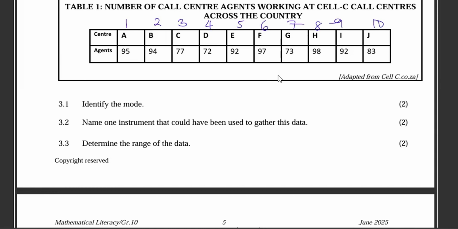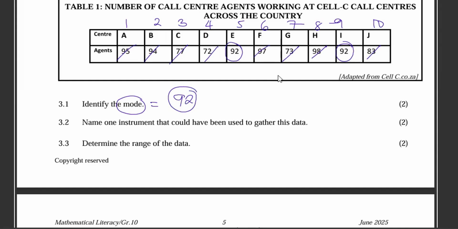Perfect. Anyway, identify the mode. When you hear the word mode, what does it simply mean? The number that appears most. Let's see here. Do you have any other 95? No. Do you have 94? No. Do you have a 77? No. Do you have a 72? No. Do we have a 92? Yes, we have 92 here, and we have 92 there. Do we have another 97? No. Do you have a 73? No. Do you have a 98? No. Do we have 83? No. So the mode here is 92, the number that appears most.